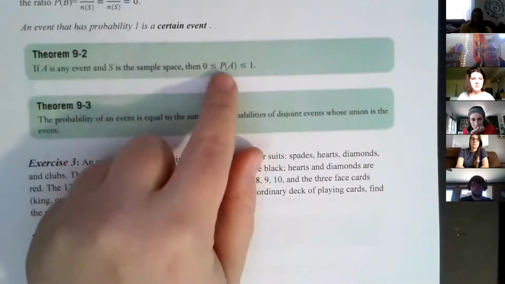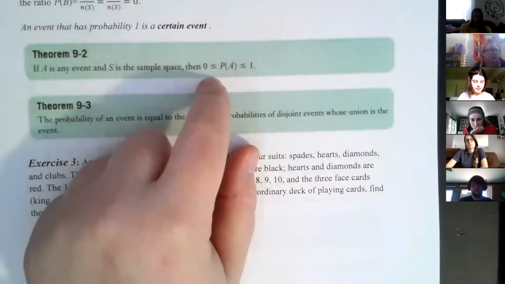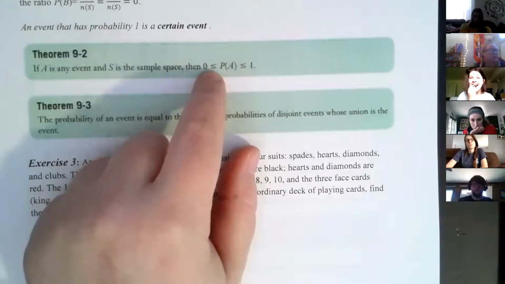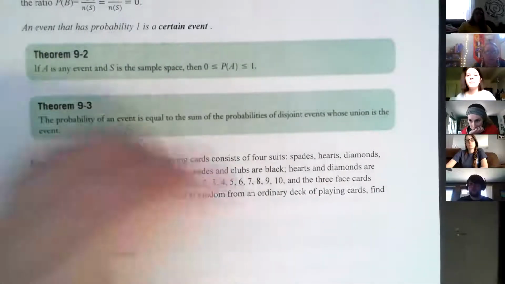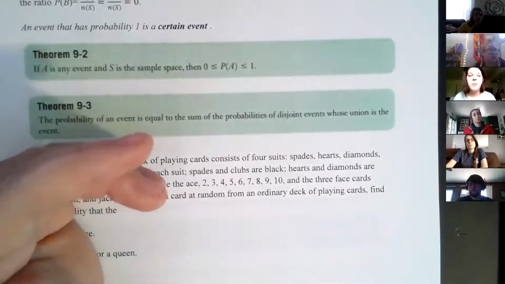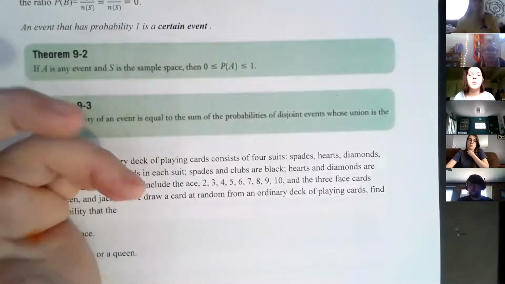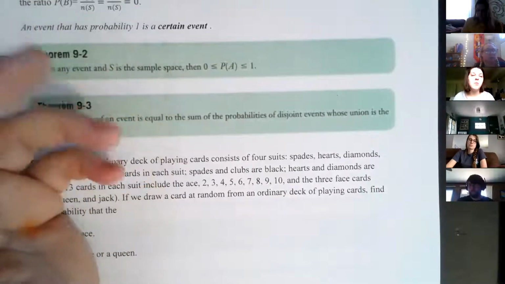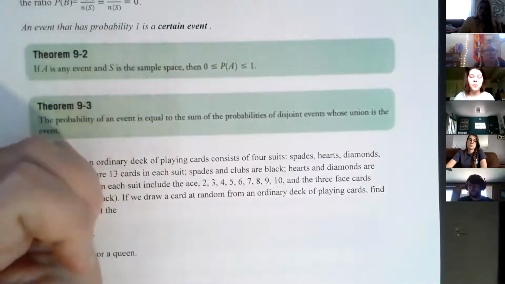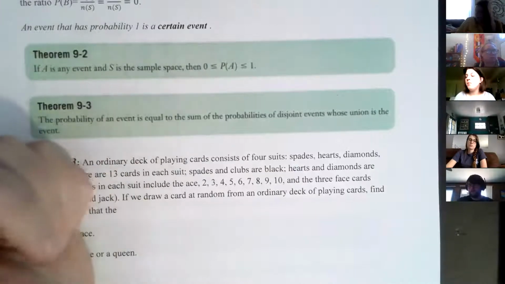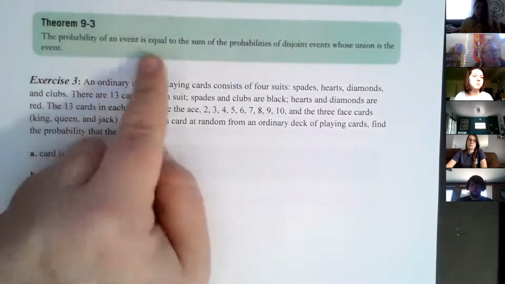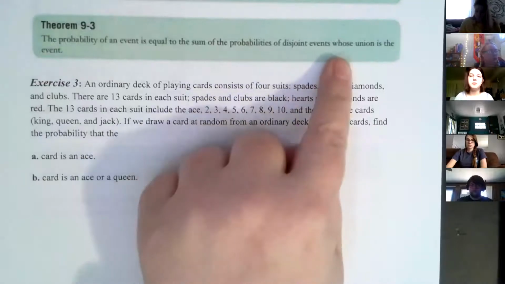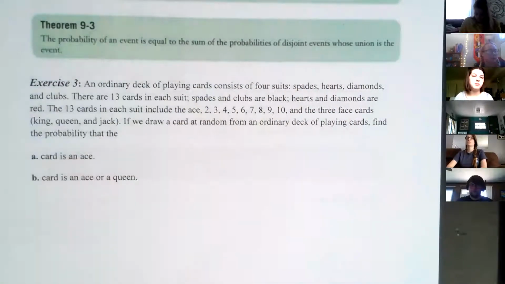And like I said last time, probability of any event is always going to be between 0 and 1. So if we end up getting a probability that's negative, we did something wrong. If we got a probability that's bigger than 1 or bigger than 100%, we did something wrong. And then the probability of an event is equal to the sum of the probabilities of disjoint events whose union is the event. So what does that mean?